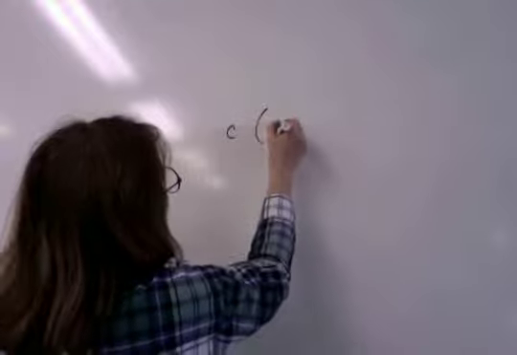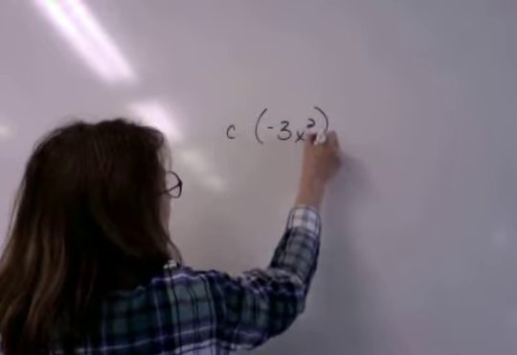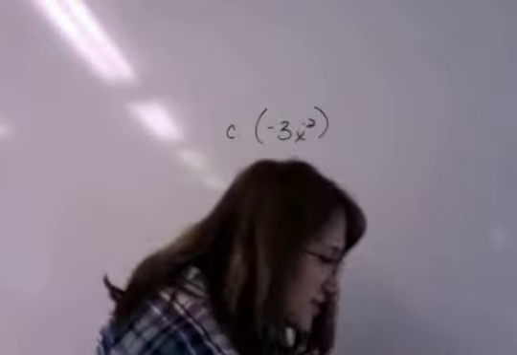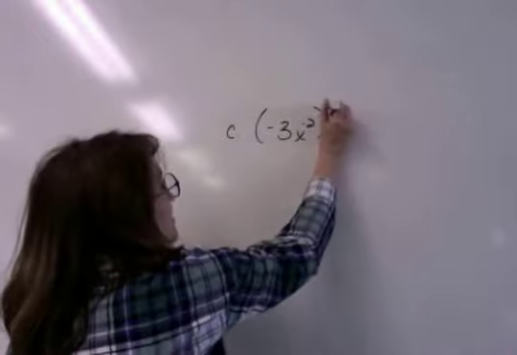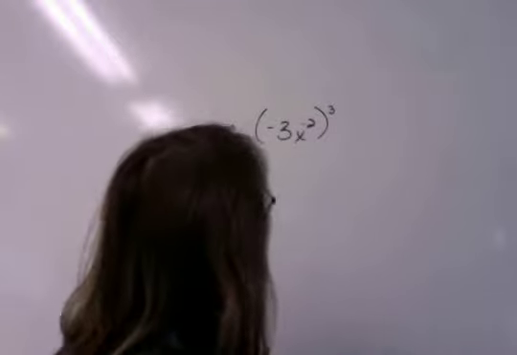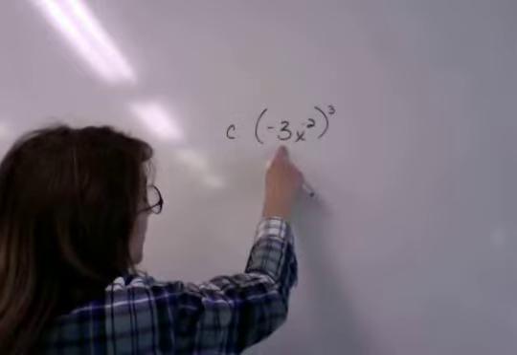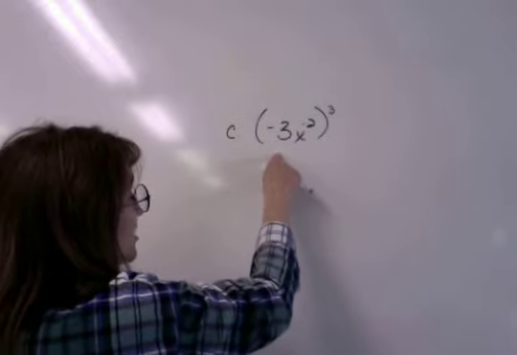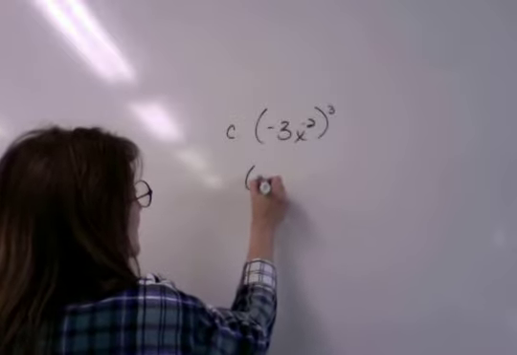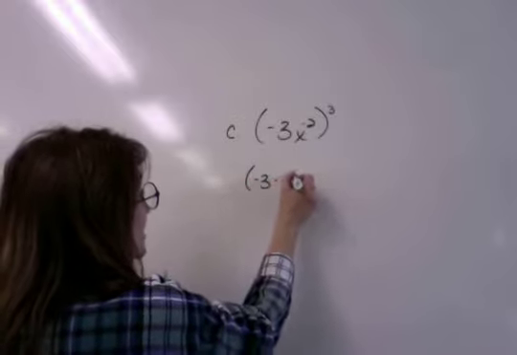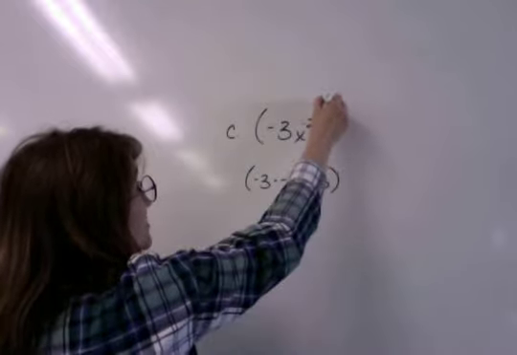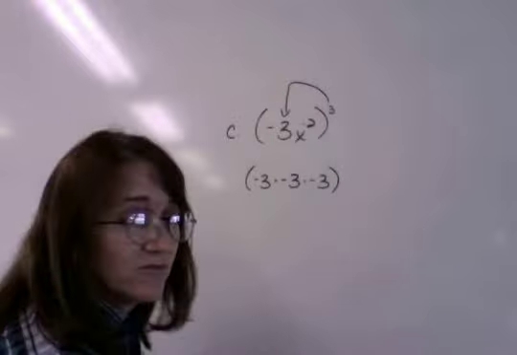It looks like this. Negative 3x squared, and that square is negative, and outside of it is a cube. So let's talk about what's happening to this. Well, first of all, that negative 3 is going to be cubed. And that literally means that's the negative 3 times the negative 3 times the negative 3. That's what's happening to this. That's me cubing that, right?